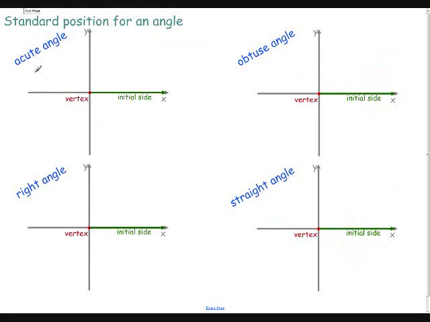Now let's look at some of the definitions of angles. You know all of these. We'll draw them in. An acute angle. Do you remember the definition? It's any angle that is less than 90 degrees, right? So this would be an acute angle, and it would be positive. A positive acute angle. I could have drawn a negative acute angle.